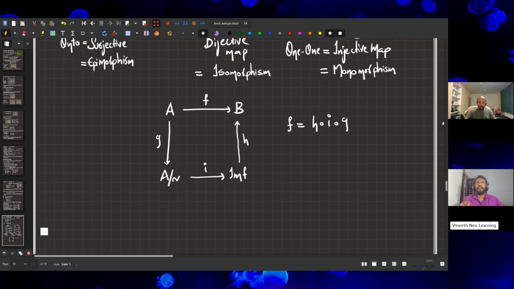This way of decomposition is true for any function. This is also known as universality, a universal property. It is also known as the quotient theorem or first isomorphism theorem.